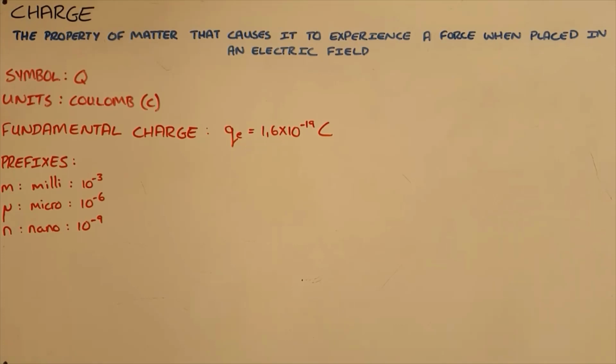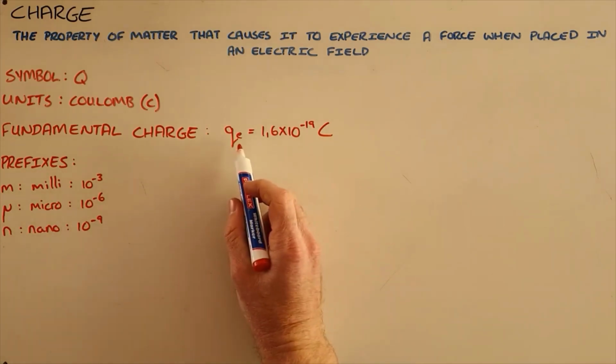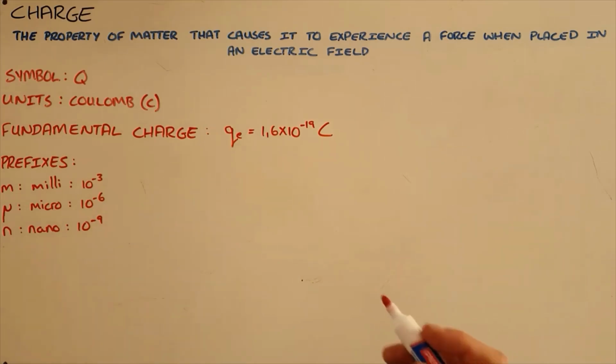Charge is the property of matter that causes it to experience a force when placed in an electric field. It has the symbol Q, and it is measured in coulombs, which can be abbreviated to a C. We would often say that charge is quantized, meaning that it comes in discrete units, or that there is a minimum amount of charge that is possible, and that is called the fundamental charge, which has a value of 1.6 times 10 to the minus 19 coulombs.